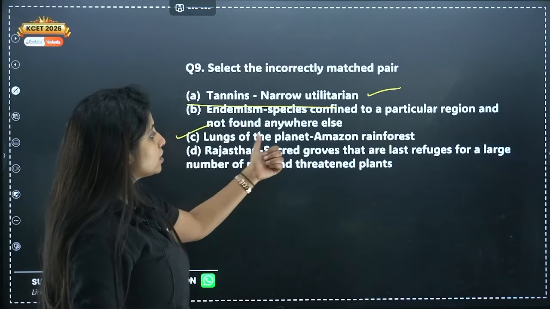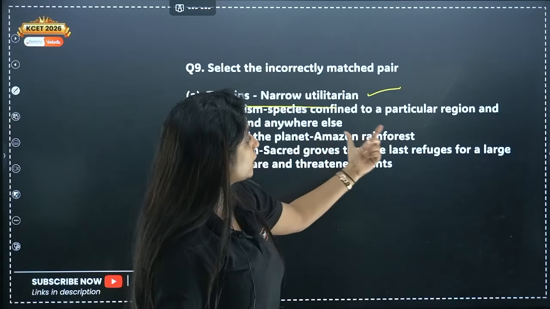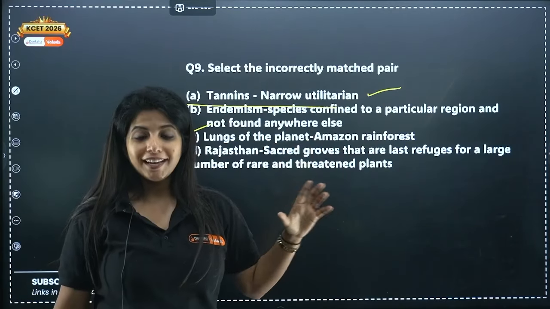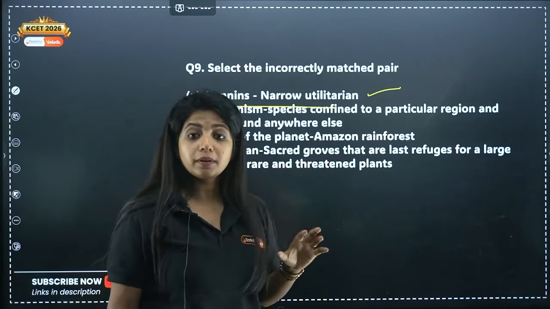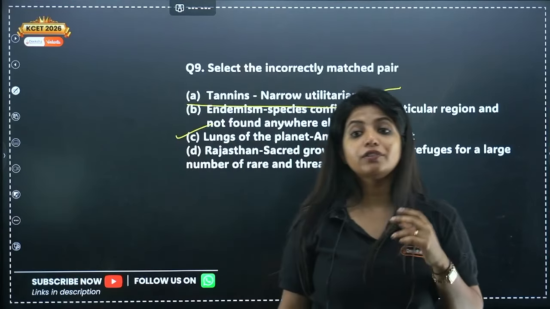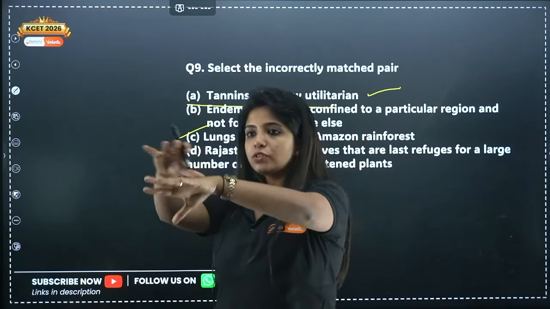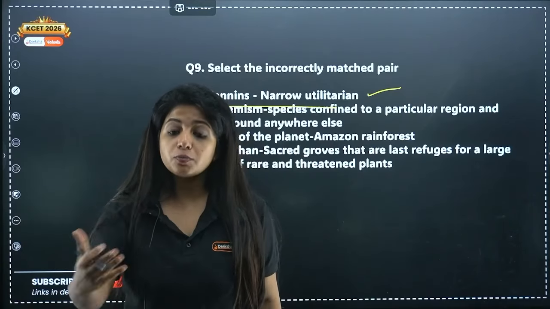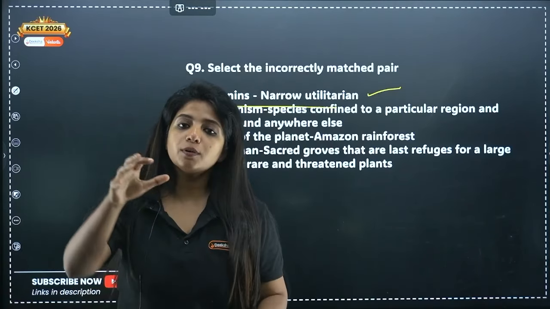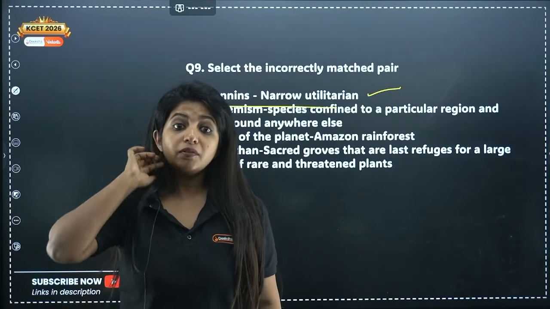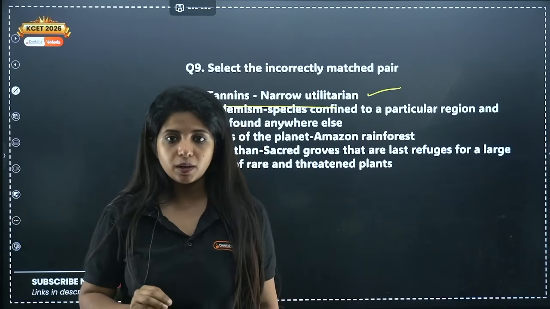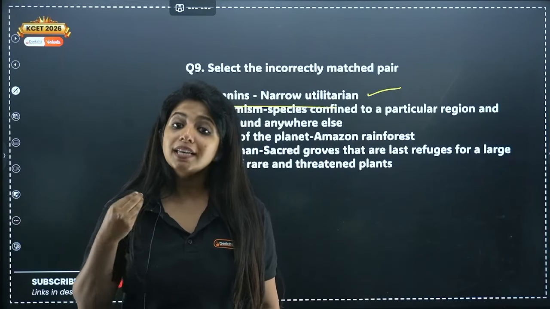Yes, Rajasthan is the sacred grove. Rajasthan, sacred groves that are the last refuges for a large number of rare and threatened plants. No. Listen. First of all, what do you mean by sacred groves? It's a part of in situ conservation. Basically, suppose I have an area and I have religious attachment to that area, and I'm safeguarding that area for religious reasons. But when I'm safeguarding the region, I am also safeguarding all the organisms that are staying up there. This is known as sacred groves.